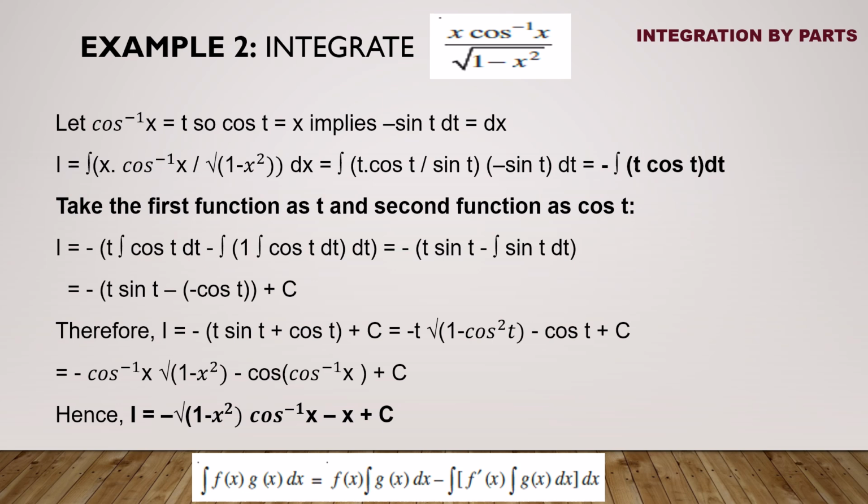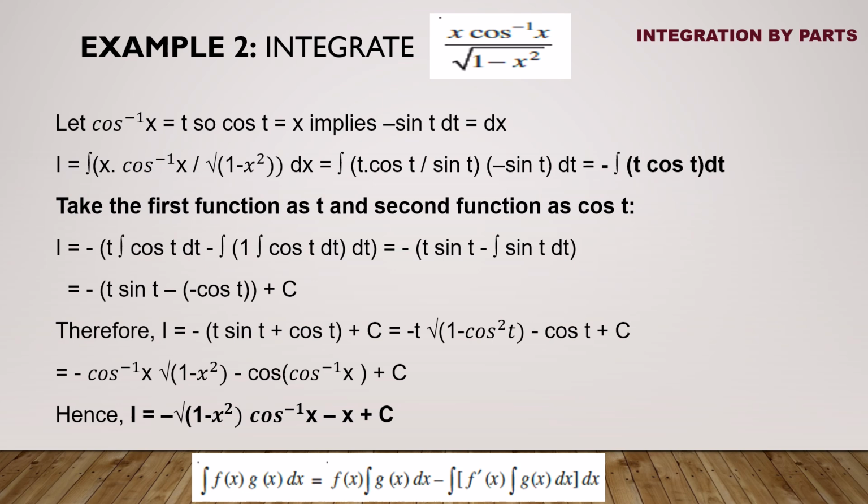Now again put the value of this in the original function. In the original function x, what is x? X is cos t into cos inverse of x is t. So the numerator is t into cos t upon root of 1 minus x square. Root of 1 minus cos square is sin. So the denominator is sin t into dx. What is dx? Minus sin t dt. So when you put all these values, what happens is sin gets cancelled. So ultimately you have minus of integral of t into cos t dt.